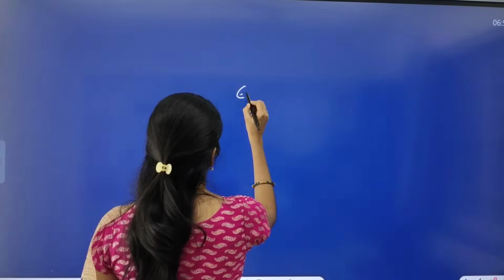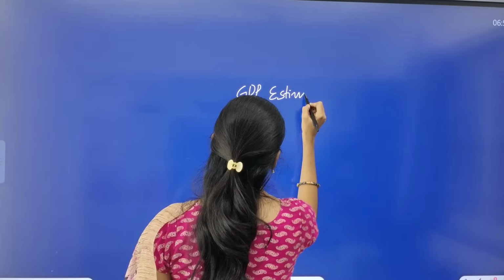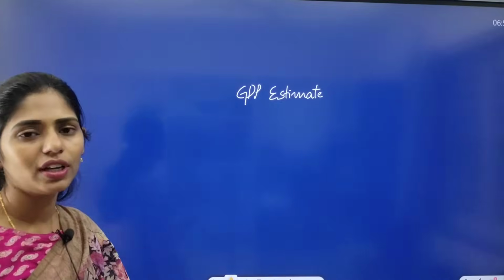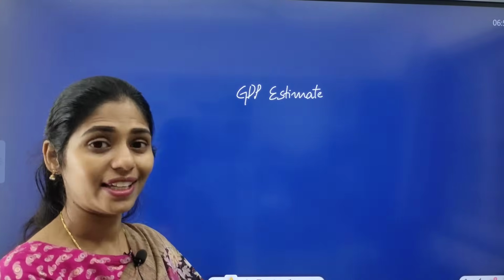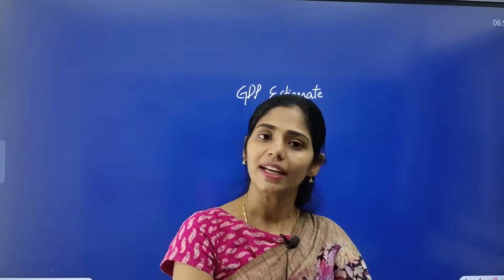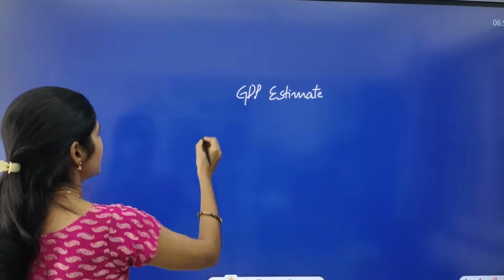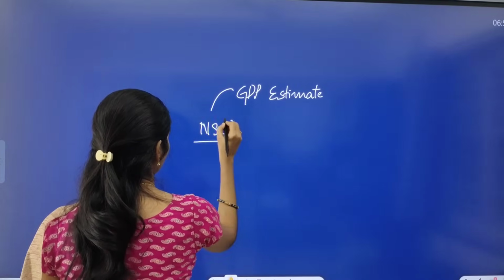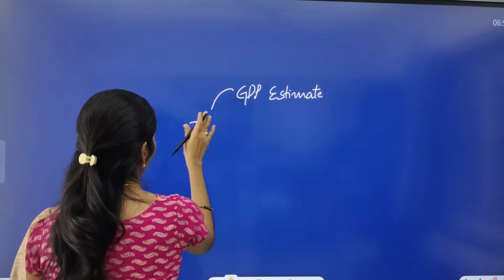So this article is talking about GDP estimates. Here, who will come up with GDP estimates? For example, RBI will come, SBI will come, and some rating agencies will come. Here this GDP estimate is given by the NSO, that is the National Statistical Office. In this context, you need to know some facts.